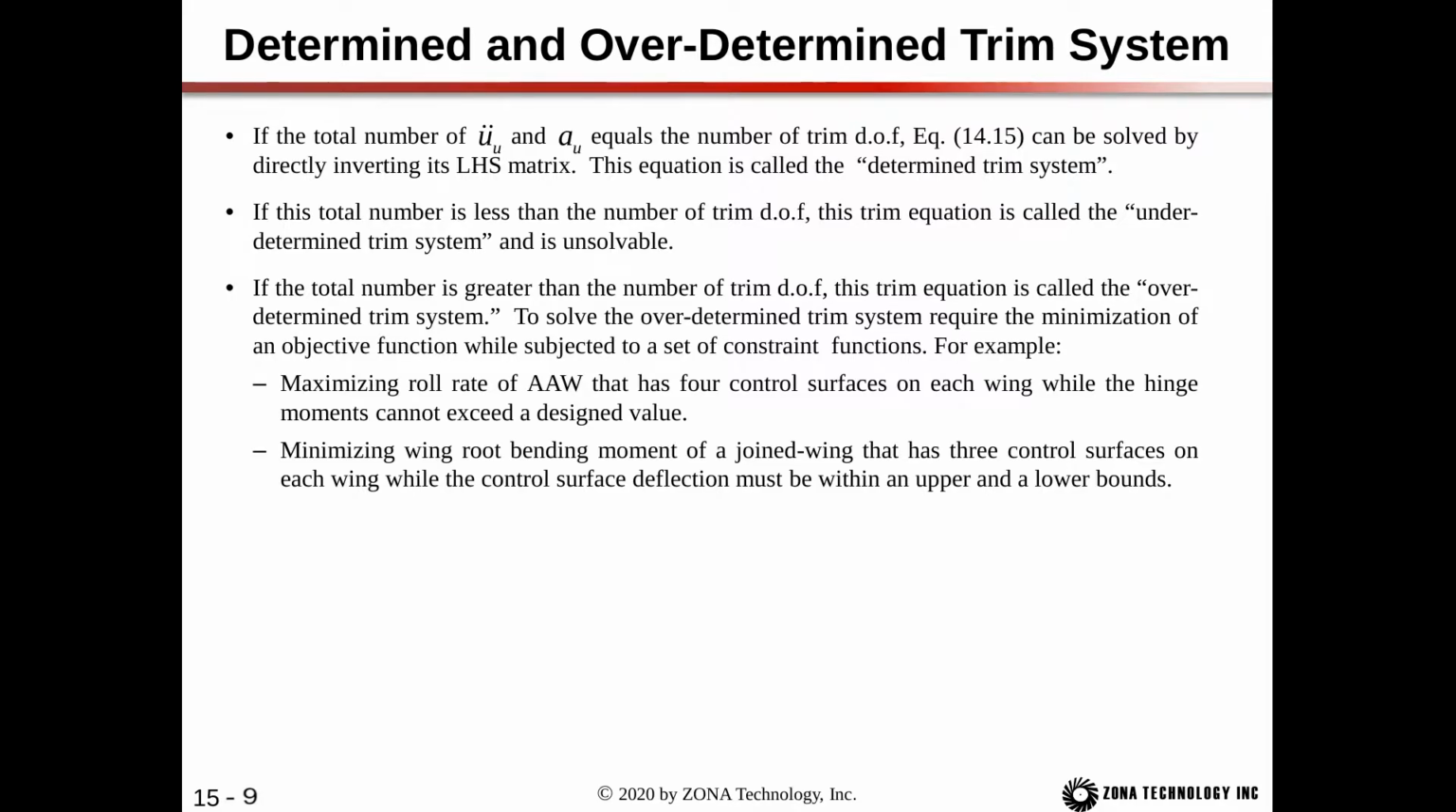Now, to solve the overdetermined trim system requires the minimization of an objective function while subjected to a set of constraint functions. So for example, you can maximize the roll rate of an active aeroelastic wing that has 4 control surfaces on each wing, while the hinge moments cannot exceed a design value. Another example is minimizing the wing root bending moment of a joined wing that has 3 control surfaces on each wing, while the control surface deflection must be within upper and lower bounds.